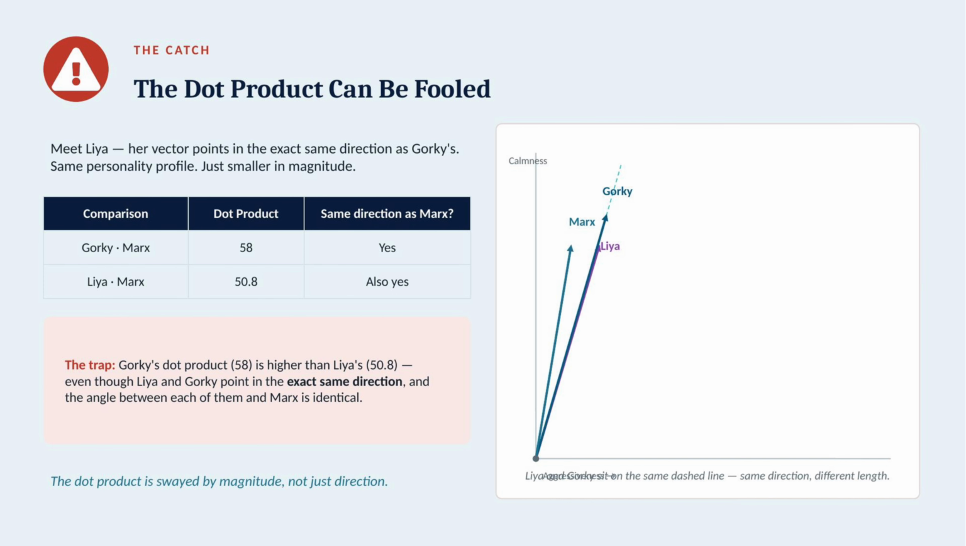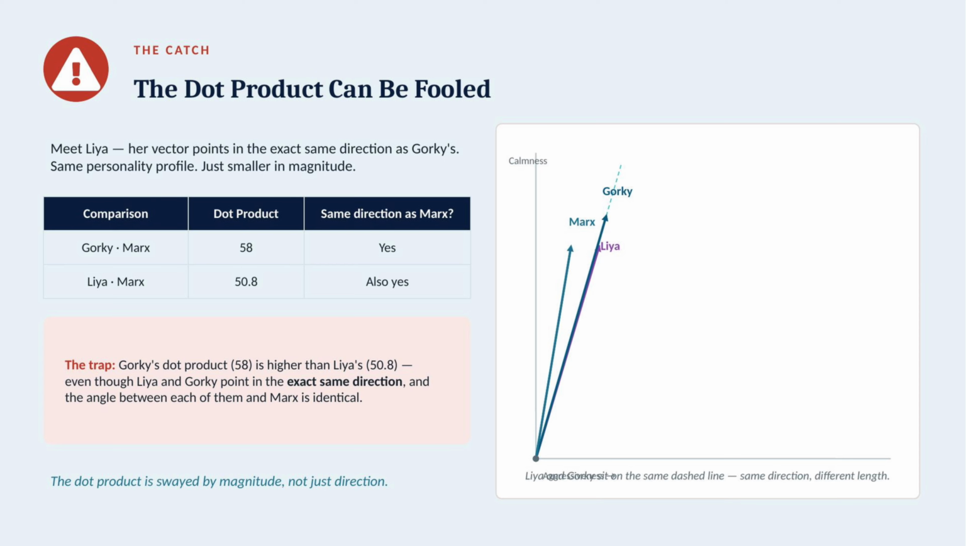But here is the catch. Let me introduce a fourth person, Liya. Her vector points in the exact same direction as Gorky's. Same personality profile, just smaller in magnitude. Look at the diagram on the right. See the dashed line. Gorky and Liya sit right on it, same direction, just different length.